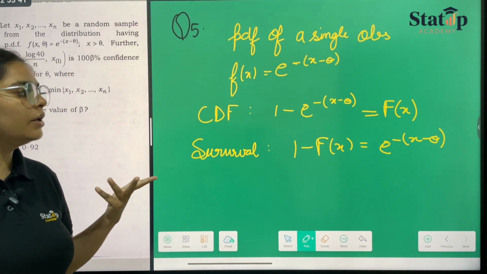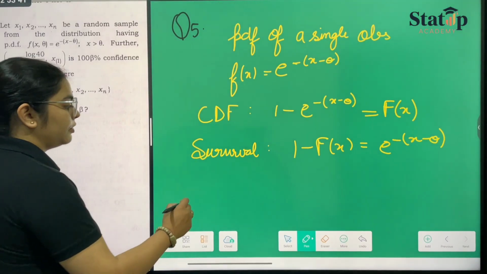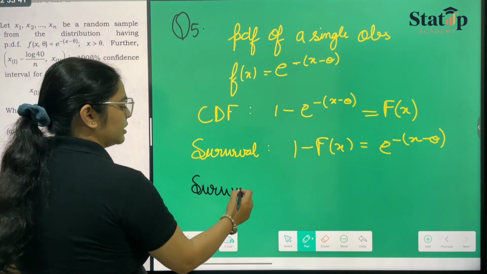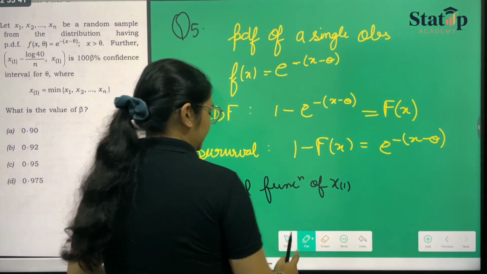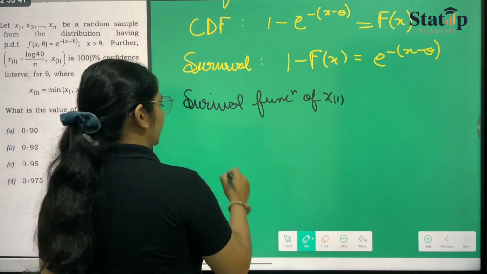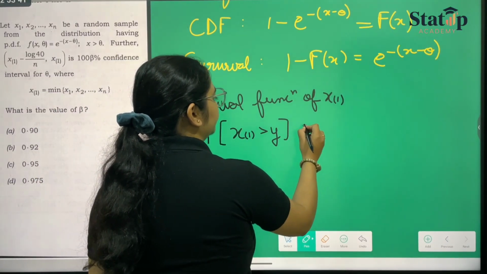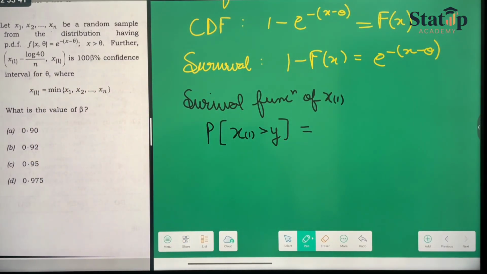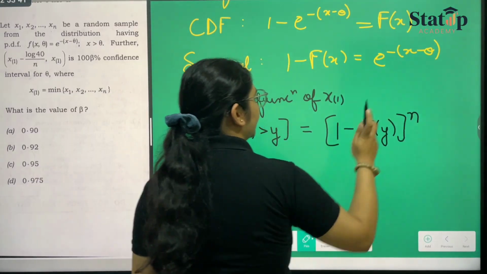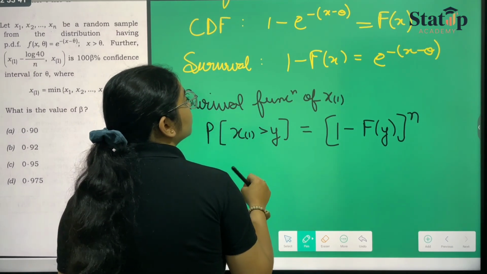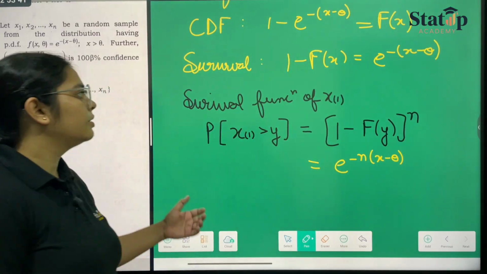Now we will be calculating for the minimum of all the observations, which is x1. For calculating the minimum of all the observations, first of all, the survival function will be calculated. The survival function of x1 is equal to the probability that x1 is greater than y, which is equal to 1 minus F(y) raised to the power n. Now 1 minus F(y) will be e raised to the power minus n times x minus theta. This is our survival function for x1.